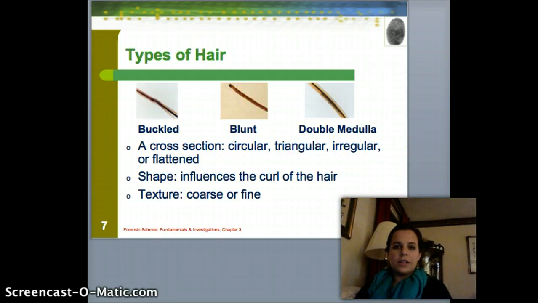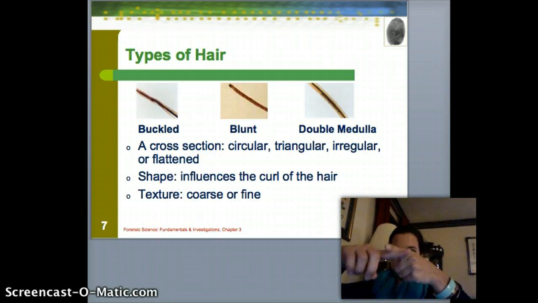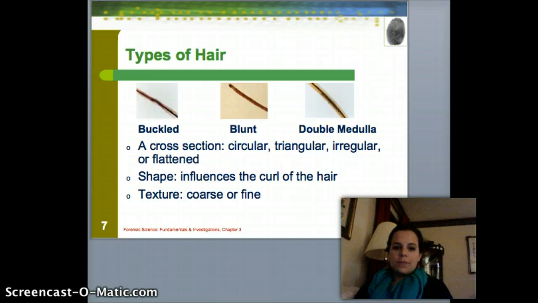You can look at a cross-section of hair, so meaning if this was the hair, you're cutting it this way across. And that can be circular, triangular, irregular, or flattened. The shape of a cross-section is going to influence how curly or straight the hair is, and the texture, whether it's coarse or fine.